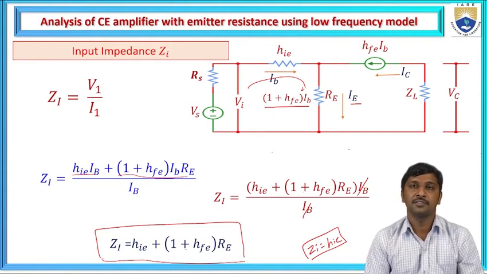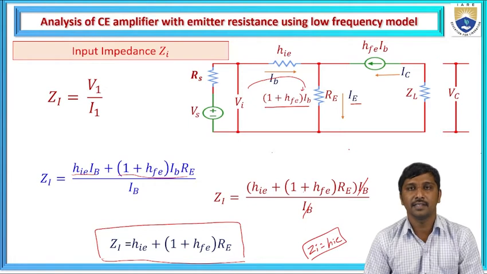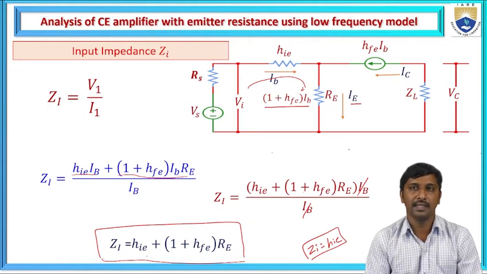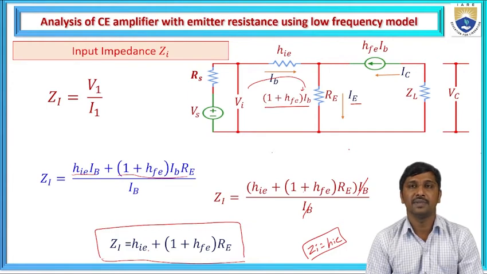Means however much the collector current increases with respect to the increase of the biasing voltage, that is compensated by the increase of the input impedance at the input side. Hence it controls the base current. Due to this controlling of the base current, the collector current is compensated. So hence it makes the Q point or operating point stable.